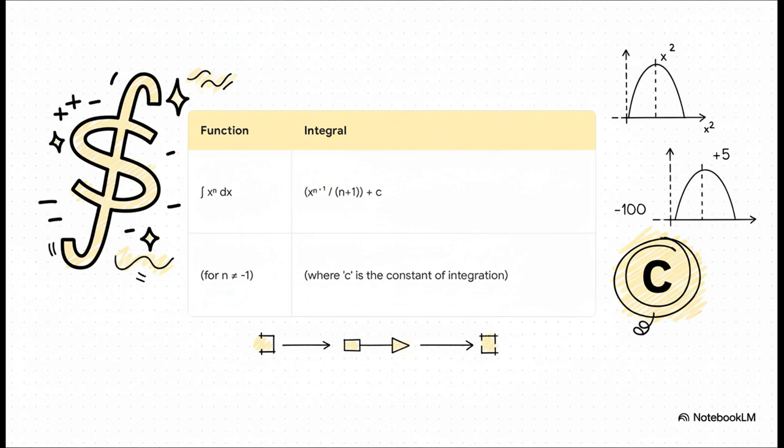Think about it for a second. The derivative of x squared is 2x, right? But what's the derivative of x squared plus 5? It's also 2x. The derivative of x squared minus 100? Still 2x. Any constant number just vanishes when you differentiate. So when we go backwards, when we integrate, we have to add that plus c to stand in for any possible constant that might have been there.